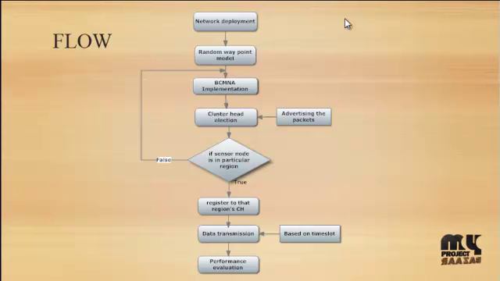First, network deployment is done. Then we have to select the random waypoint model for mobility, and we have to implement the BCMNA protocol, that is our multiple negative acknowledgement and acknowledgement protocol.